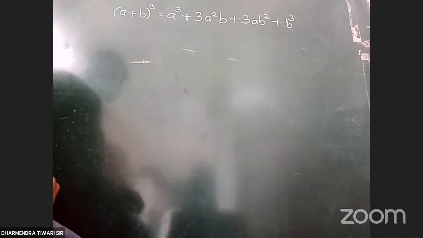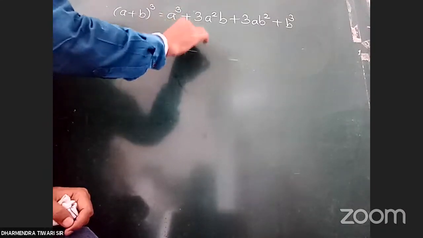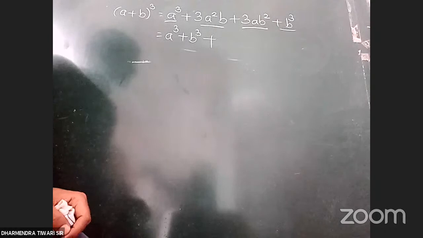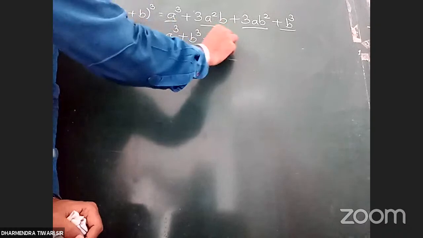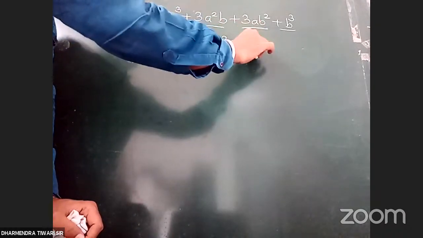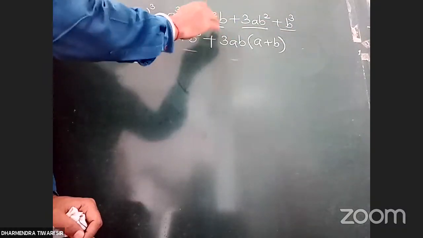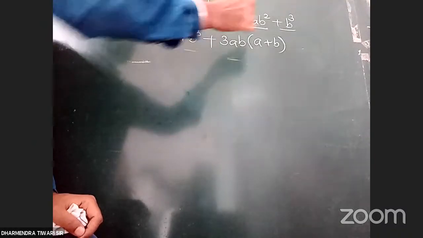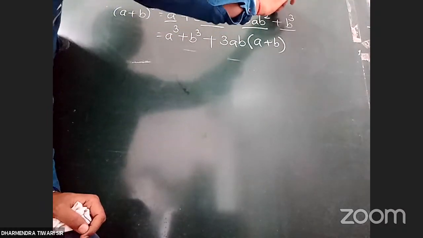Now, after rearranging, we can write this as a cube plus b cube, plus what is common in the other two terms. We can see that 3ab is common. After taking 3ab common, what do we get? a plus b. You can write this as 3ab into a, and this as 3ab into b.